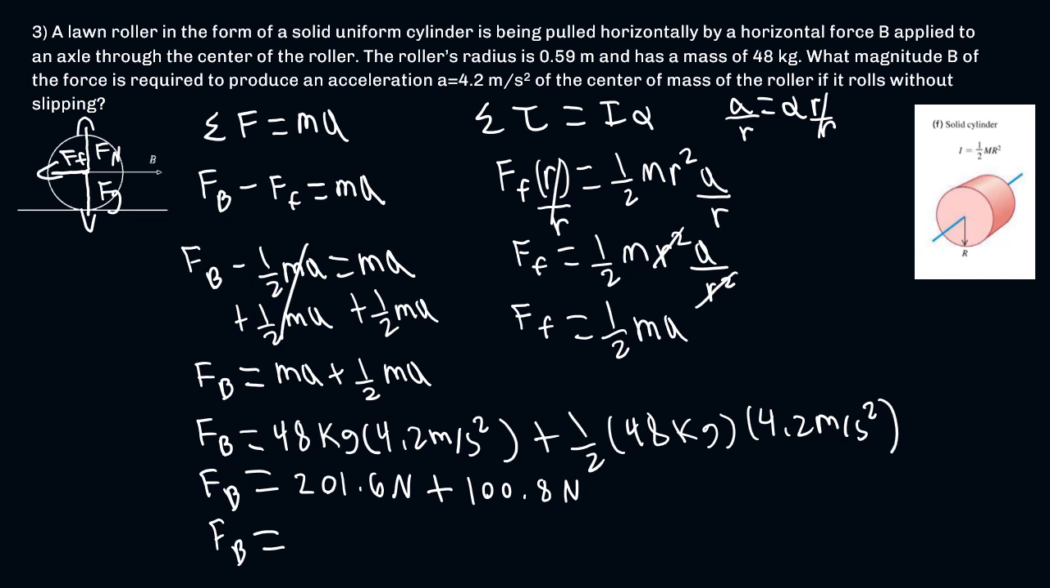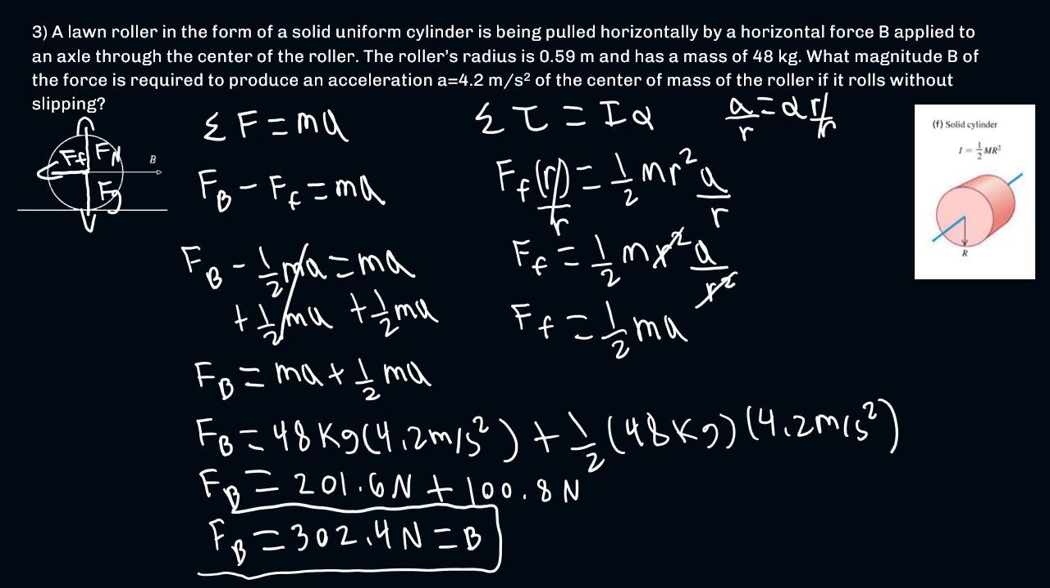should end up with our answer here of 302.4 newtons. So that is equal to B as is stated up there in the actual question. So we have our applied force is 302 newtons. This is a combination of both linear dynamics and rotational dynamics. So let's move on to our next example.